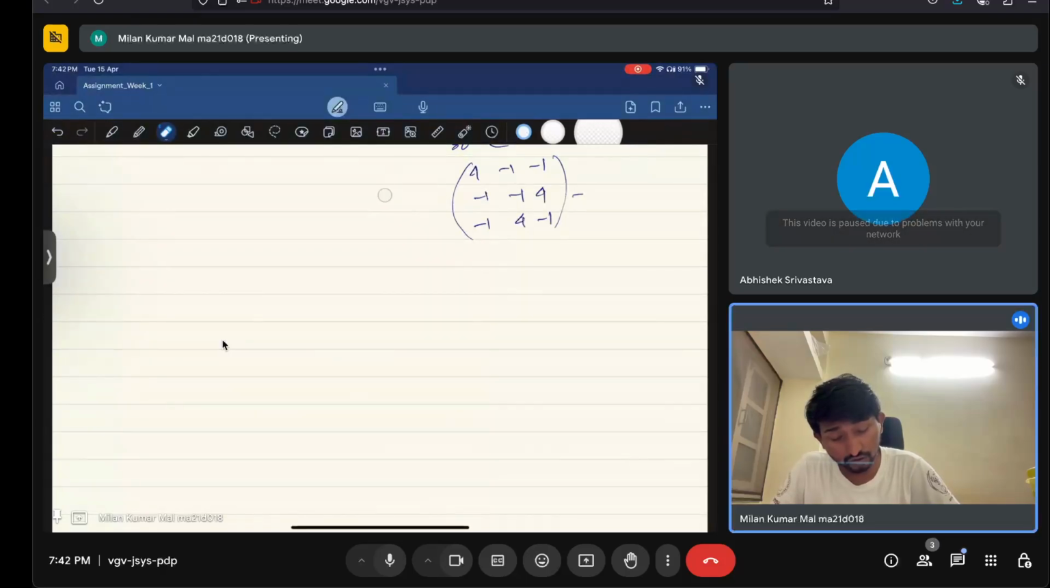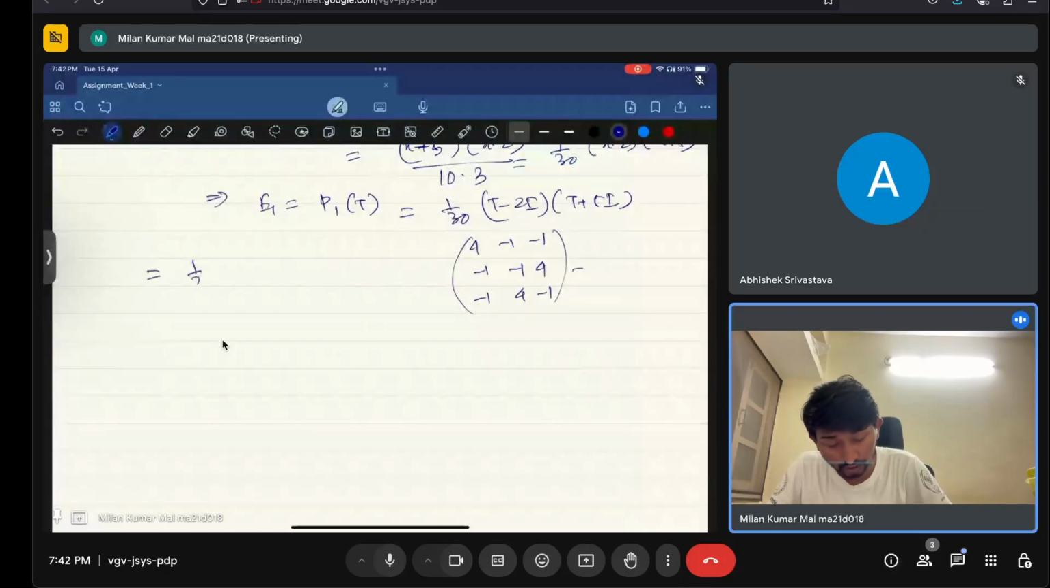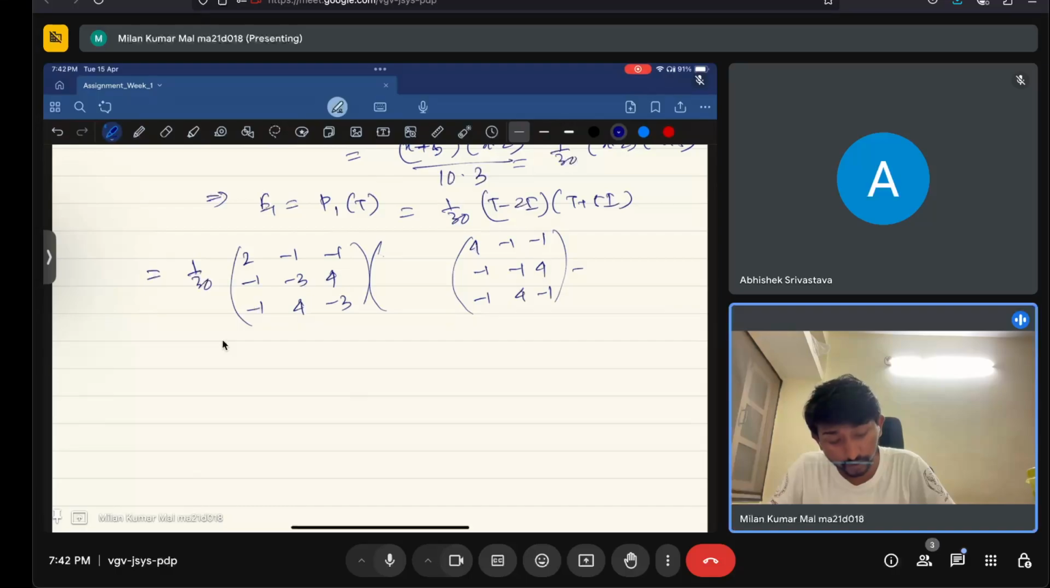Okay, I have to write this a little carefully. This one, minus 2 times identity, so 2, minus 1, minus 1, minus 1, minus 3, 4, minus 1, 4, minus 3. This is the first matrix. Another matrix is the sum of 5, 9, minus 1, minus 1, minus 1, 4, 4, minus 1, 4, 4. This is the matrix. So if I multiply, what will it be?